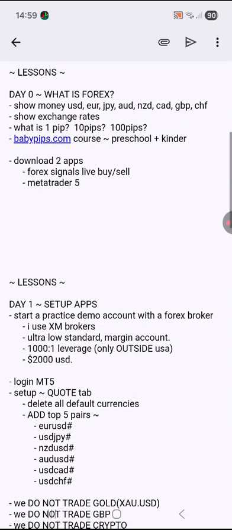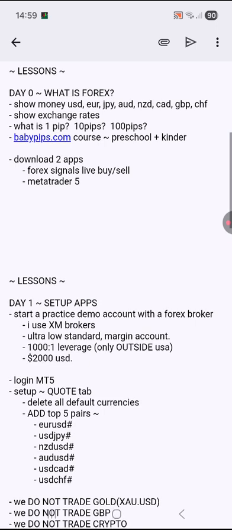Day 0, I showed you yesterday what Forex is, what the foreign currency exchange is around the world. I showed you the different money around the world, the different types of currencies, the bills. I showed you the exchange rates. I explained what 1 pip movement is in the market, in the price. A pip is a percentage in point. I showed you what 10 pips movement was, and what 100 pip movement was.